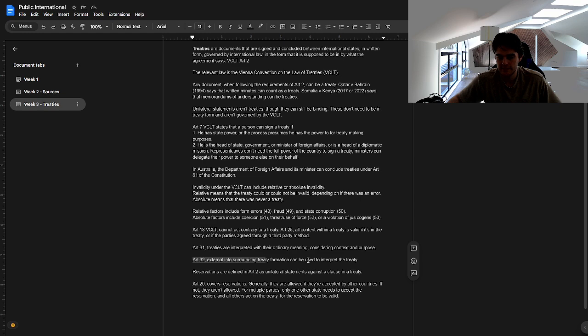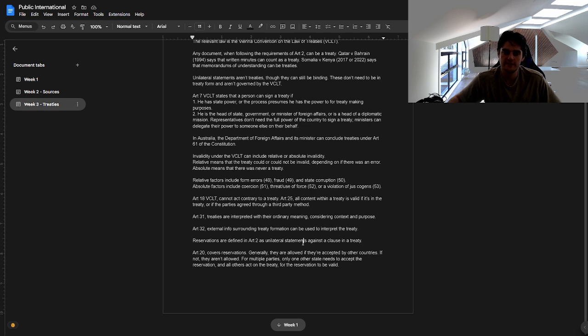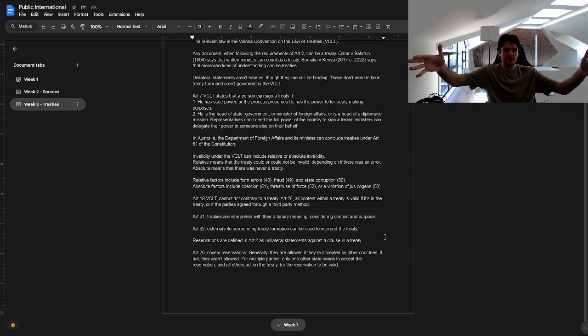Article 32 basically says something similar. External information surrounding the treaty formation can be used. Reservations. So a reservation is if I offer my treaty, and then you say I agree to all of it except the part where you say that the cows have to be white. I want brown cows instead, right? So if we do that, under contract law, that's just a counteroffer. I agree to most of this, but we're going to scrap the whole thing and then I'm going to make a new offer. That's not how it's deemed in treaty law. It's more like, here's the whole thing, and I will agree to this much of it and not agree to this much of it.